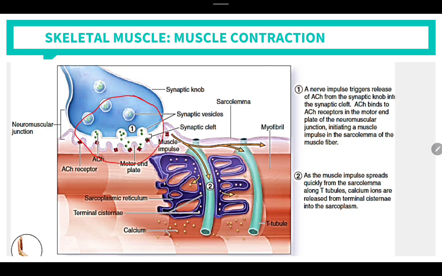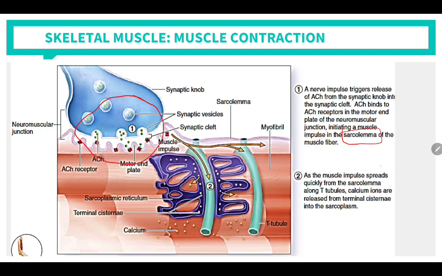So, from the nerve impulse, guys, these synaptic vesicles are the ones that carry the nerve impulse. And then from there, the motor end plates will receive that impulse, papasok sa ating sarcolemma. Remember, sarcolemma is the plasma membrane of the muscle fiber. Tama? Tama. Okay, then let's proceed to number 2.